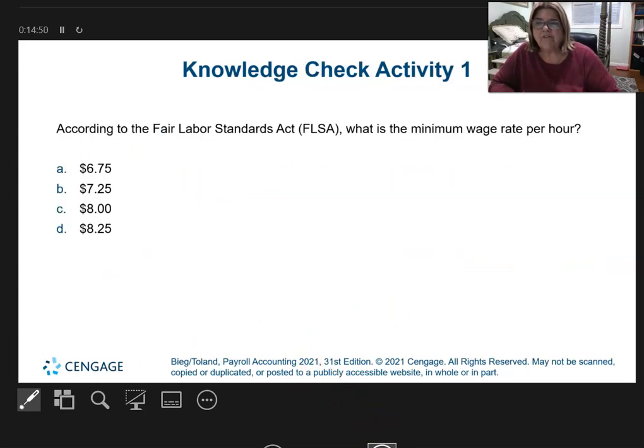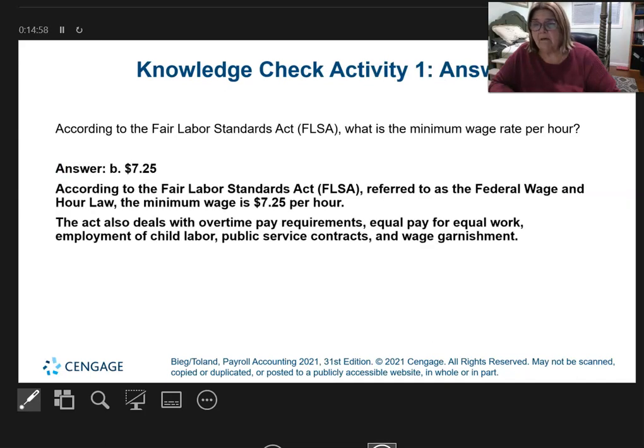Hey, I got a little quiz for you on the next one. According to the FLSA, what's the minimum wage rate? Well, hopefully you picked answer B because it is $7.25.